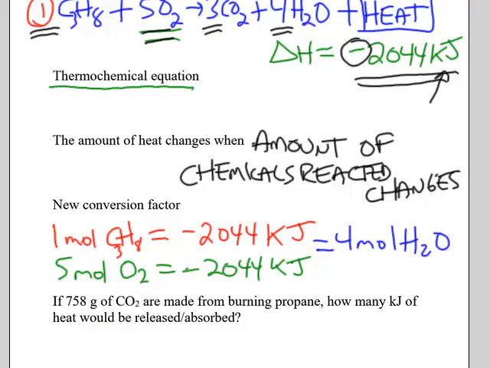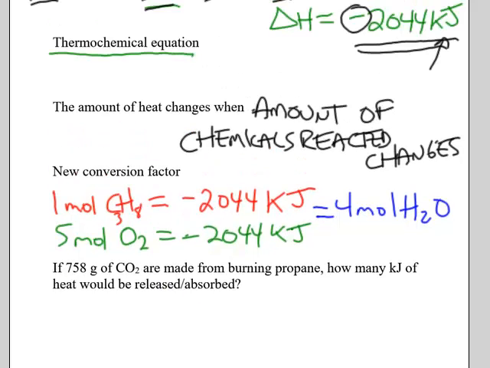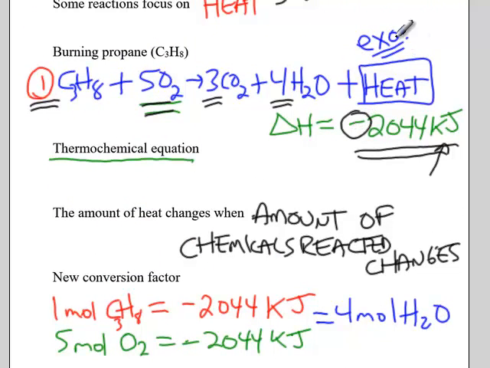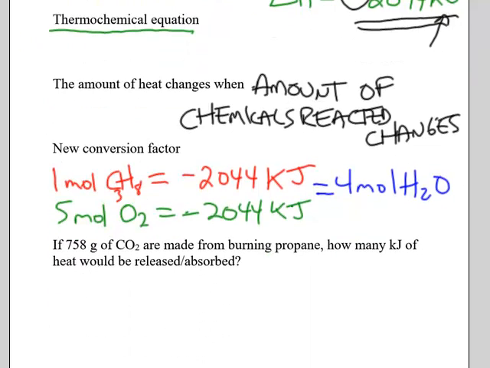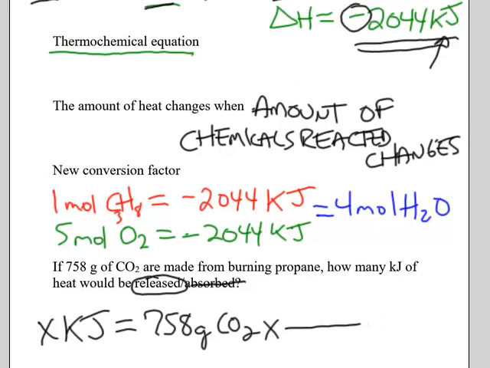So for example, if we make 758 grams of carbon dioxide from this reaction, how many kilojoules of heat would either be released or absorbed? Well, we know delta H is negative, exothermic, so we know heat is released in this reaction and not absorbed. And our unknown, how many kilojoules of heat, we set that equal to the amount of carbon dioxide.